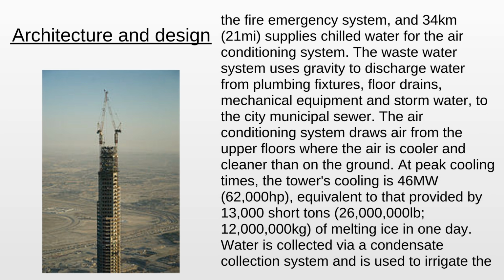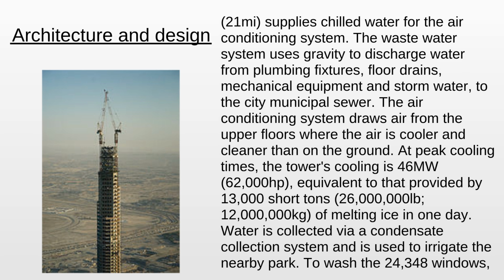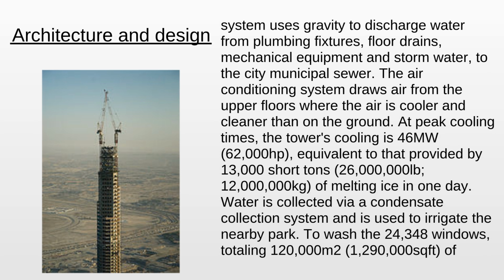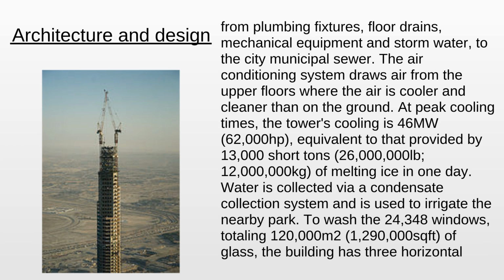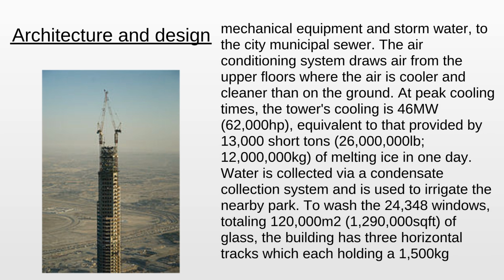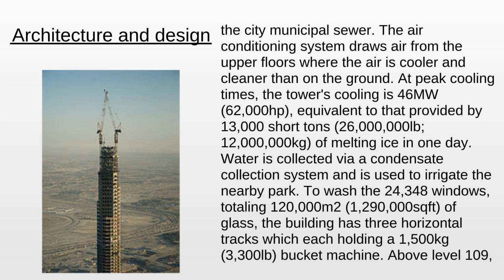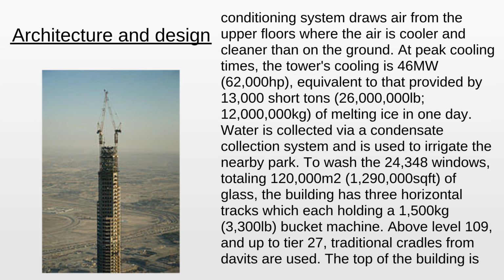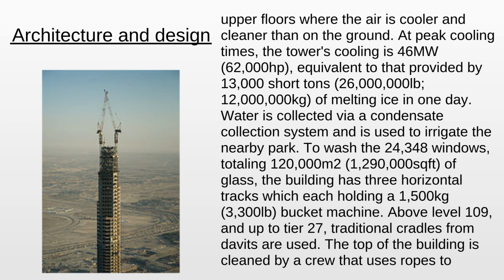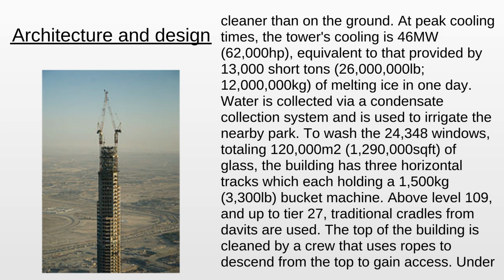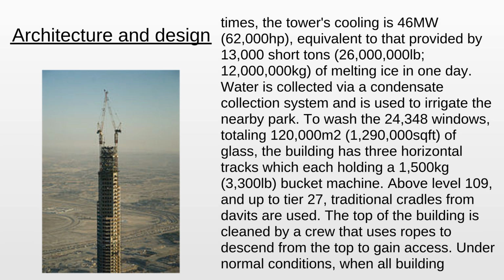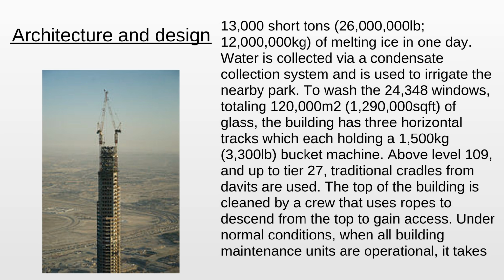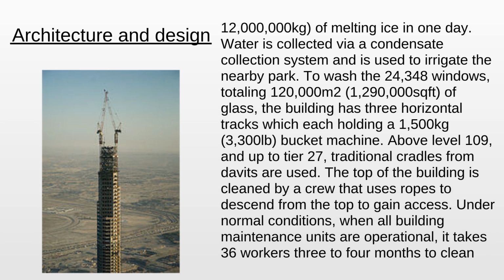The wastewater system uses gravity to discharge water from plumbing fixtures, floor drains, mechanical equipment and storm water to the city municipal sewer. The air conditioning system draws air from the upper floors where the air is cooler and cleaner than on the ground. At peak cooling times, the tower's cooling is 46 megawatts, 62,000 horsepower, equivalent to that provided by 13,000 short tons, 26 million pounds, 12 million kilograms, of melting ice in one day. Water is collected via condensate collection system and is used to irrigate the nearby park.